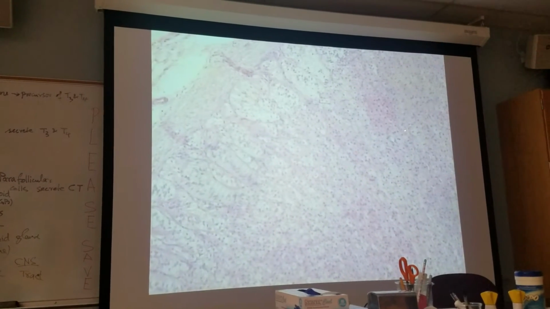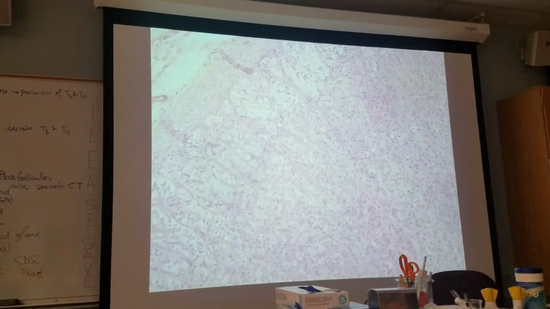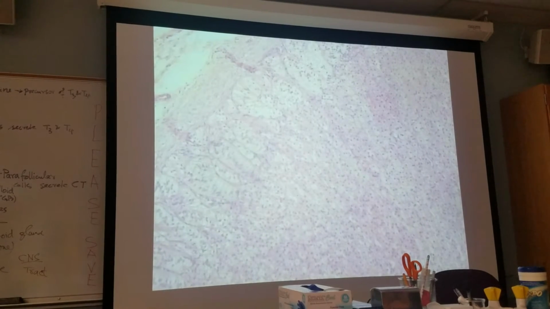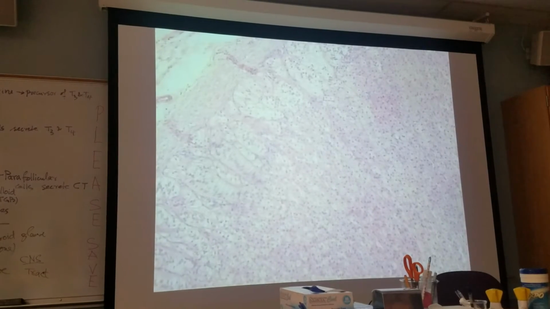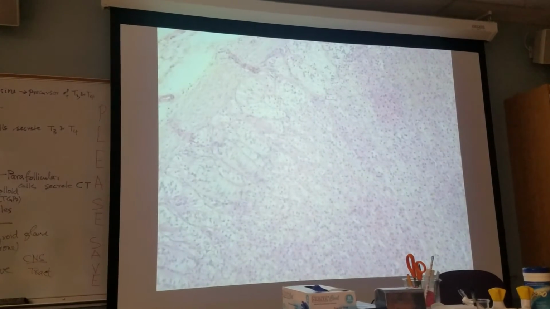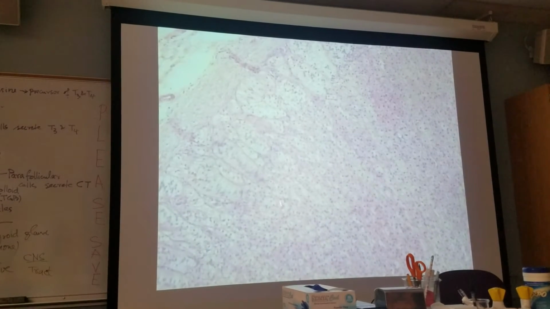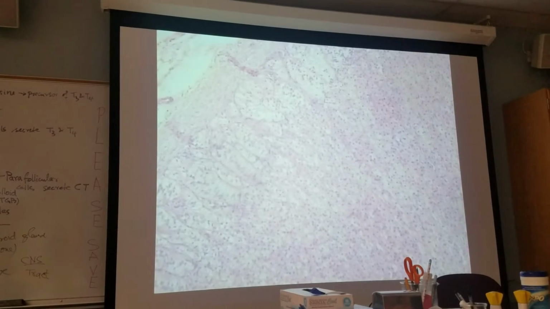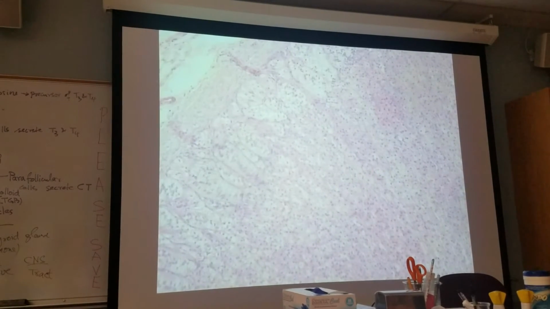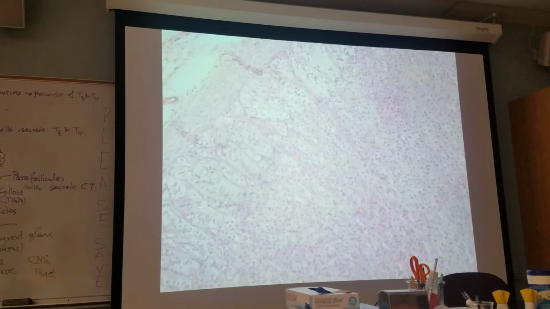Now, this region should be familiar to everybody because zona fasciculata secretes steroid hormones that are called cortisol, hydrocortisone. And these steroid hormones are called glucocorticoids because they are involved in glucose metabolism. Example, in humans, cortisol. Okay?